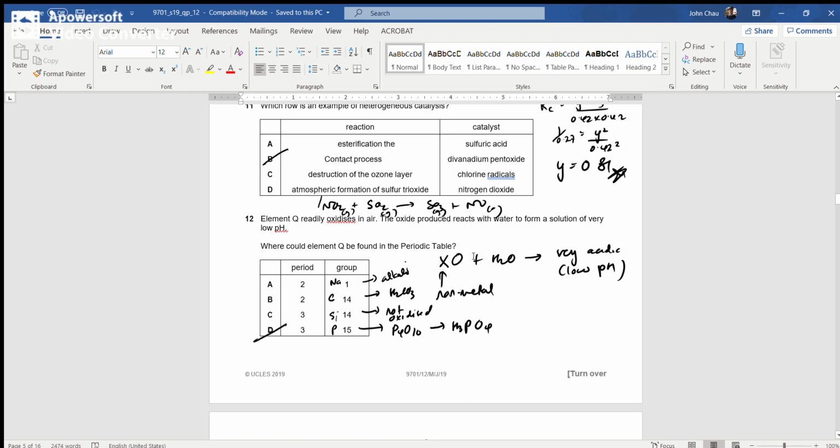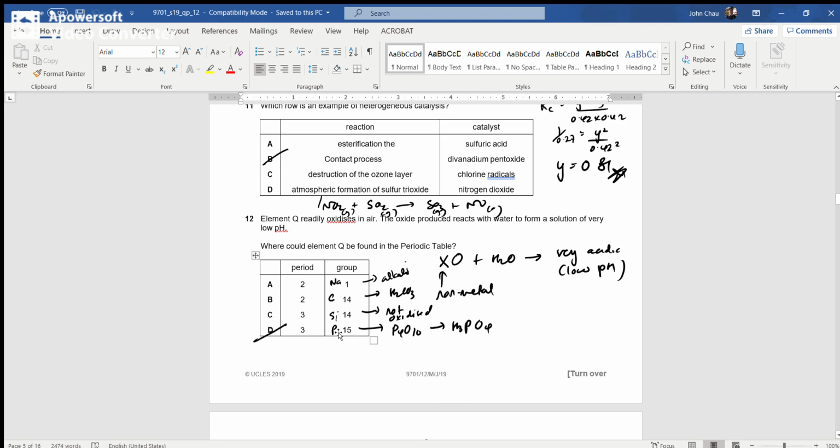Okay, so assuming the oxide of the element Q, should be Q here, right? Add water, you form a very acidic solution, low pH. That shows that the element Q is a non-metal. So we choose a non-metal. The non-metal could be either carbon, silicon, or phosphorus.